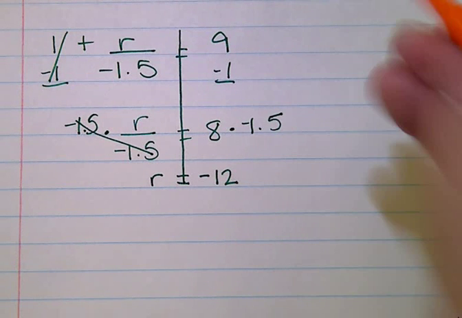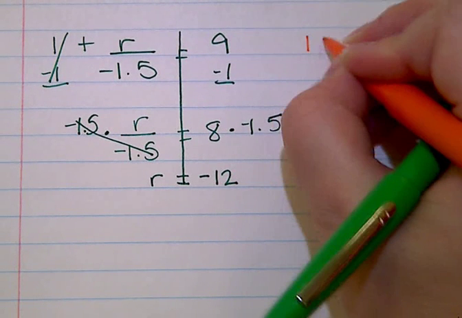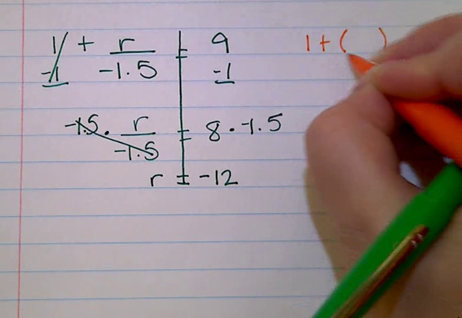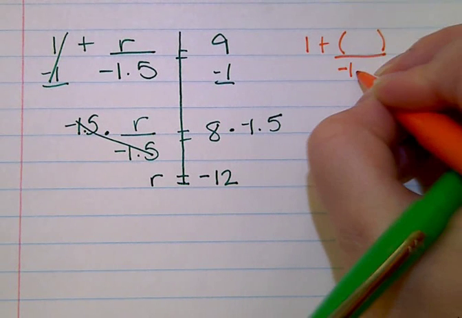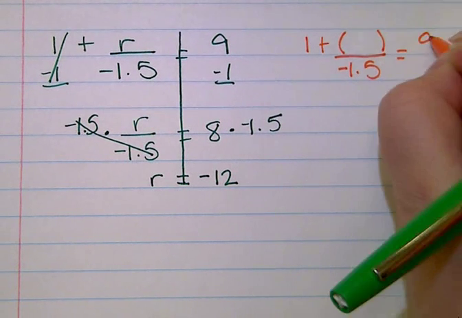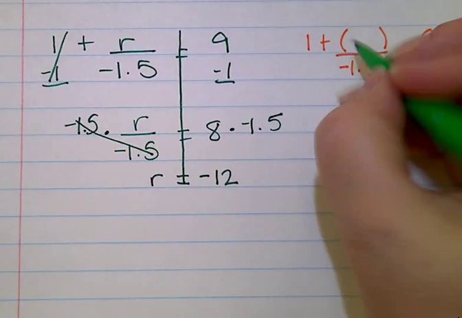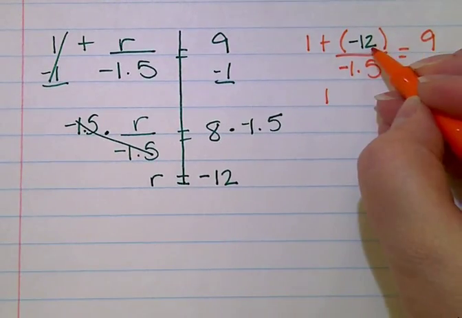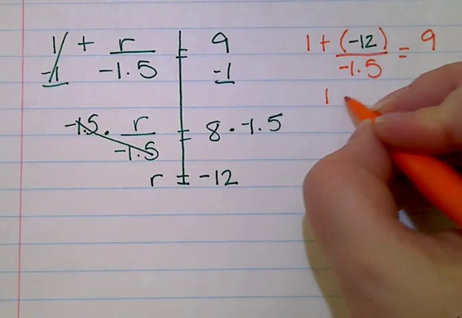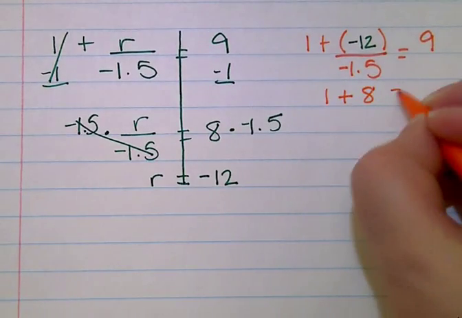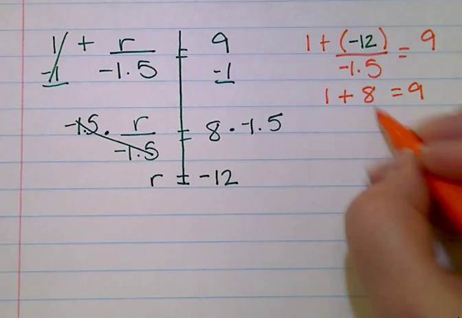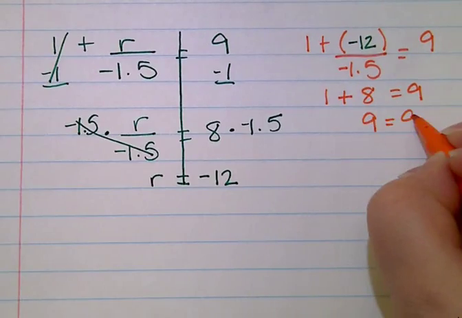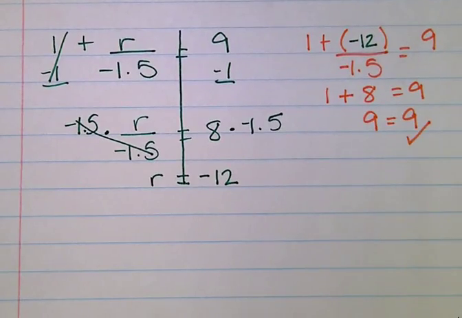Again, let's check our answer. 1 plus something divided by -1.5 equals 9. And I think the something is a -12. So we have 1 plus a -12 divided by a -1.5 is a +8 equals 9. 1 plus 8 equals 9. 9 equals 9. We're balanced, and it has been solved correctly.